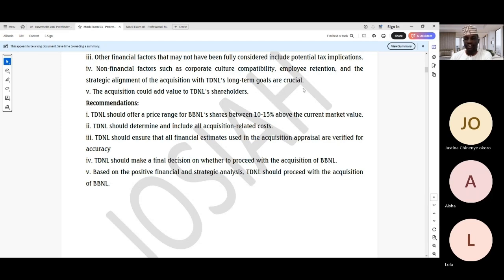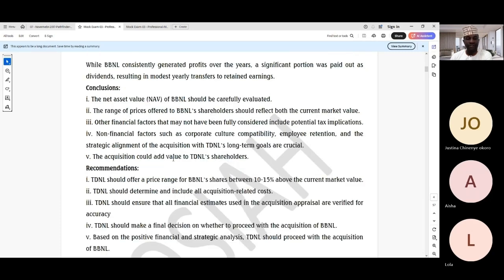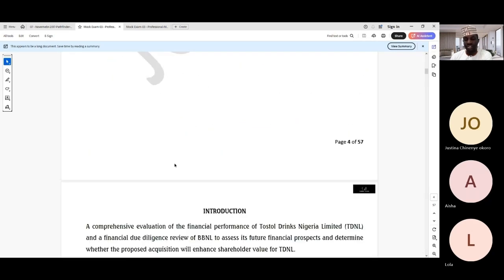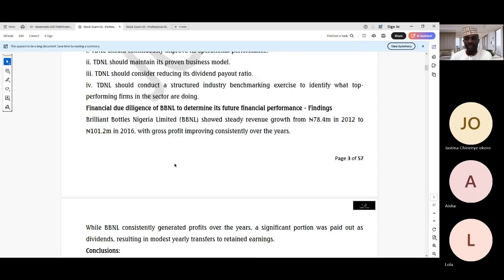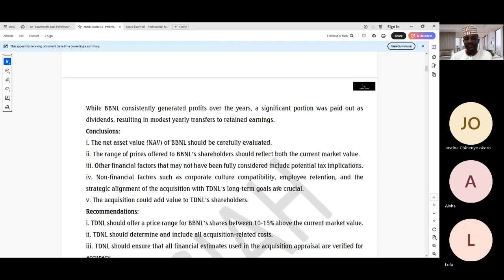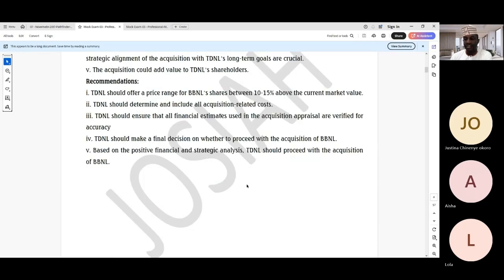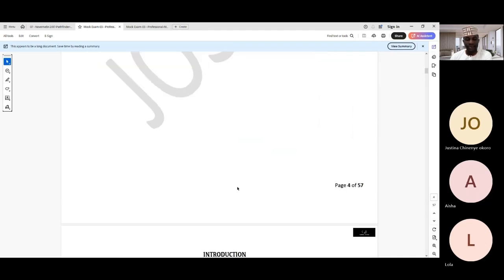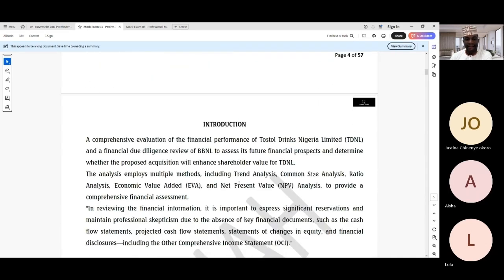So having done that in summary, you are just recommending based on what you discussed, and you make it very succinct. Don't go more than 2 pages. You can see our executive summary is page 3 and page 4. Very, very succinct and concise. All right, so that will be it for requirement 2.